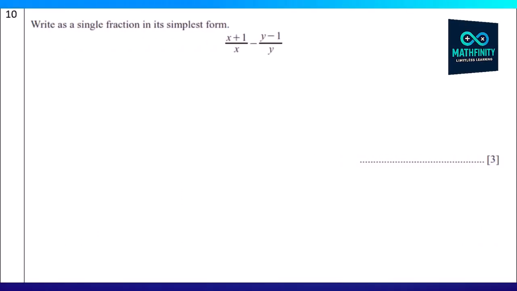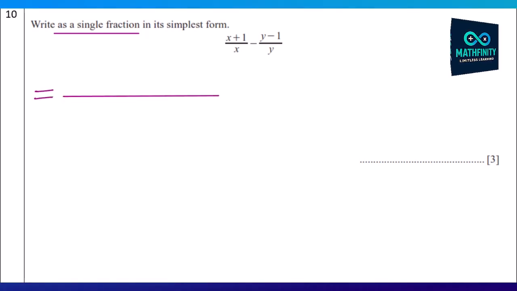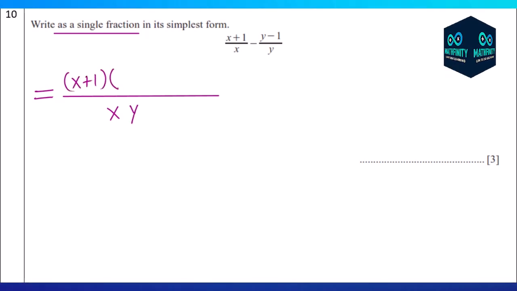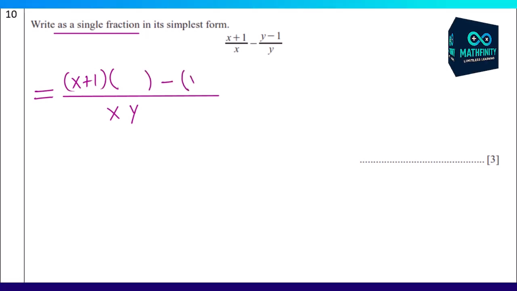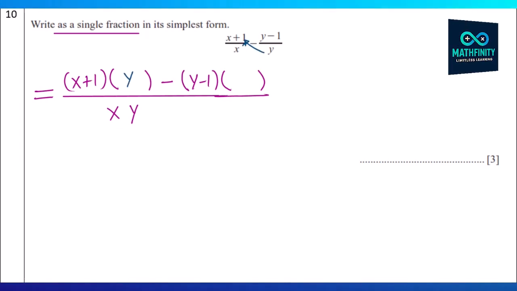Question number 10. They give us a statement: write as a single fraction. How many fractions are given? 2. So the same step. First, we will multiply the denominators. What are the denominators? X and y. And you will write x plus 1 and bracket, minus x minus y and bracket. Then we will do the cross. This y we have to shift here, so we will write here y, and this x we have to shift here, so we will write x here.